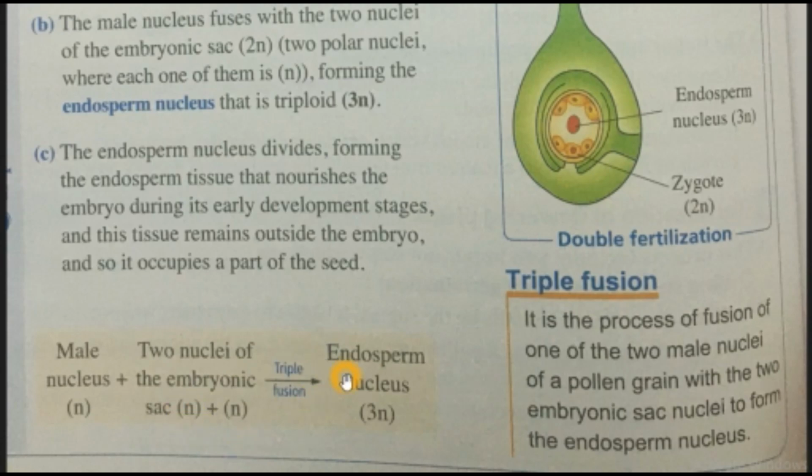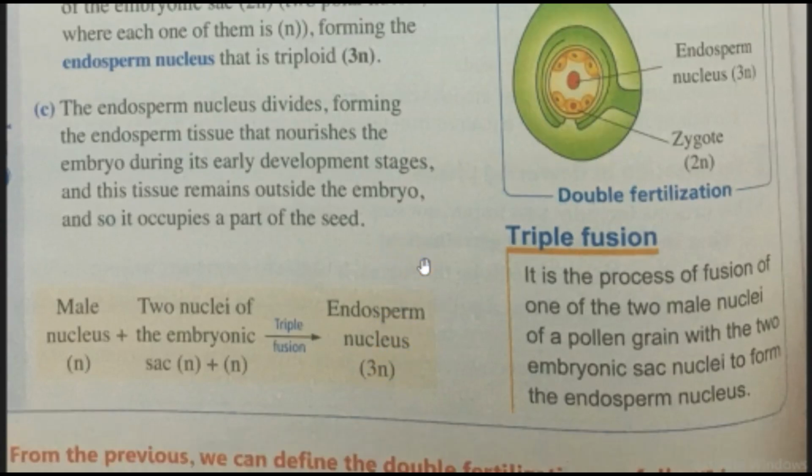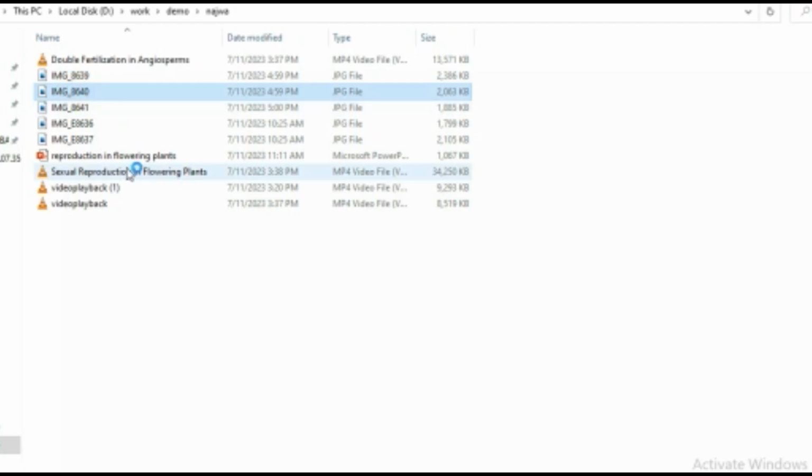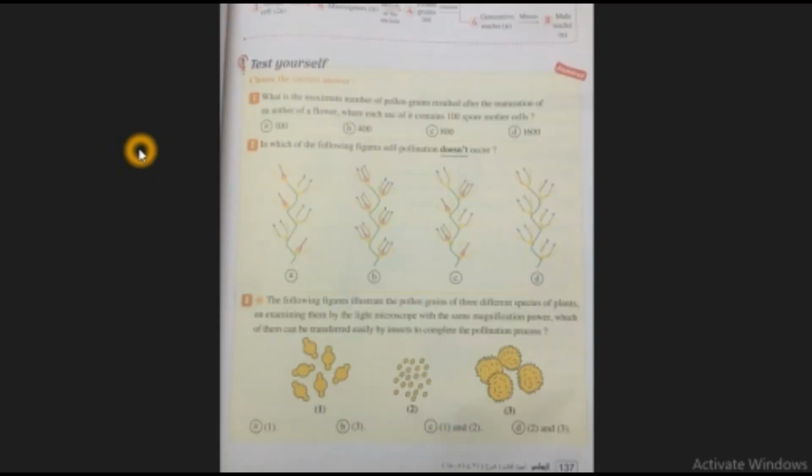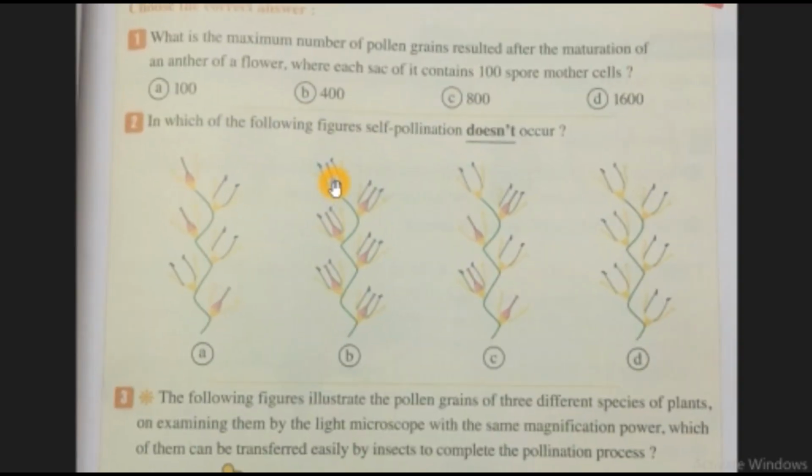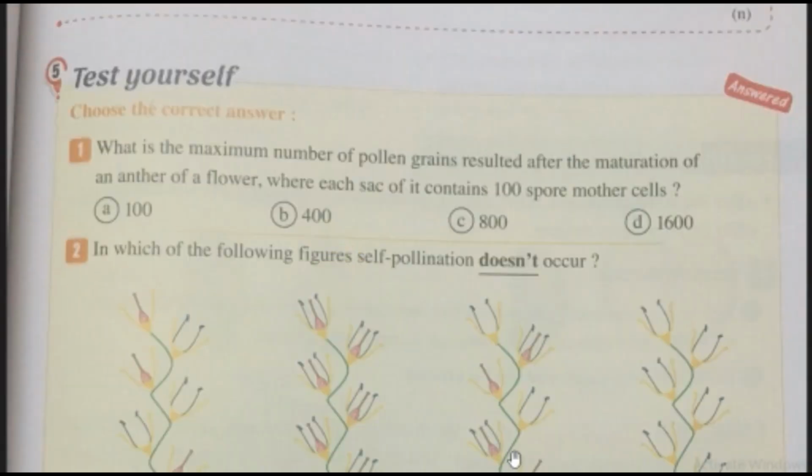The endosperm nucleus is called triple nucleus. This is because we have a male nucleus N and two nuclei of the embryonic sac, N and N. So triple fusion will make the endosperm nucleus 3N. After we have finished the fertilization, we have to answer some questions about this part.